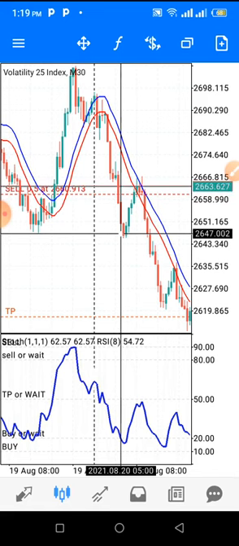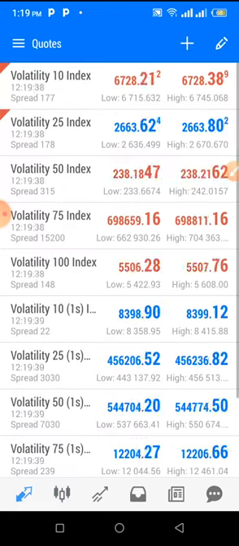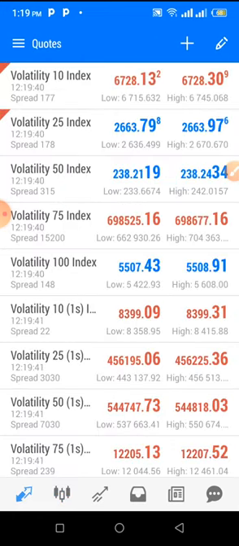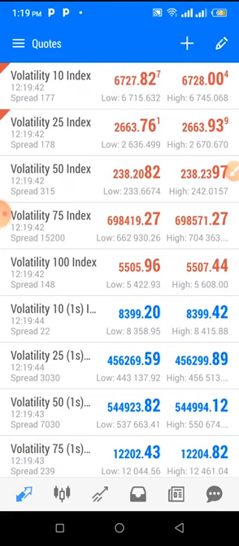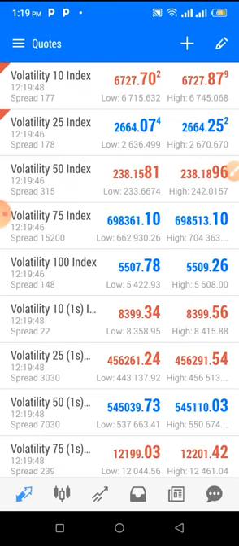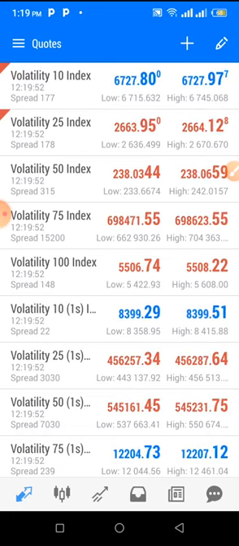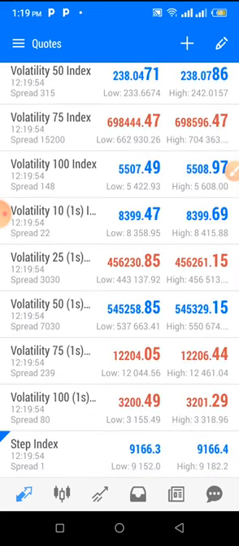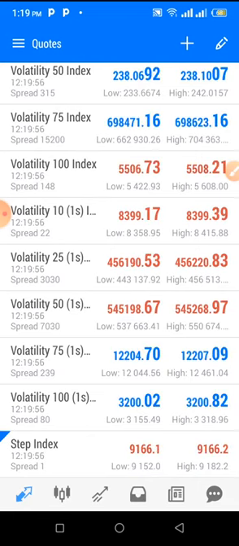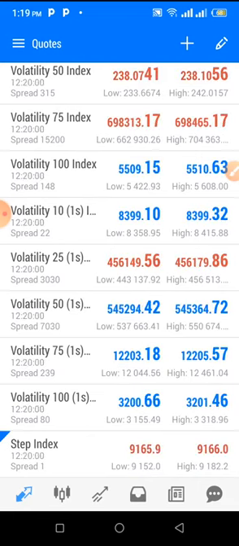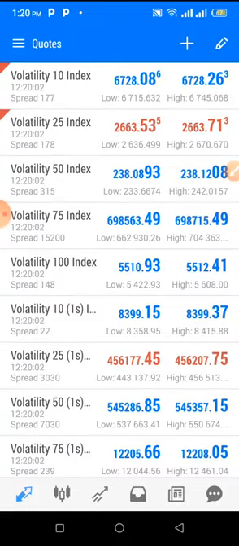So that's how simple it is for you to apply this strategy. As simple as that, without stress. And the pairs that this strategy works with are from volatility 10 to volatility 100. First volatility 10 to first volatility 100. Step index is included too. So you can apply this strategy with step index.